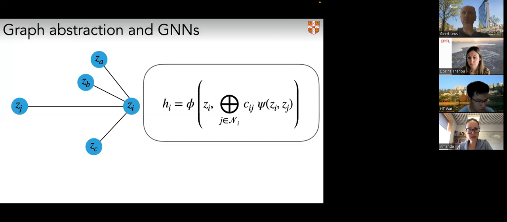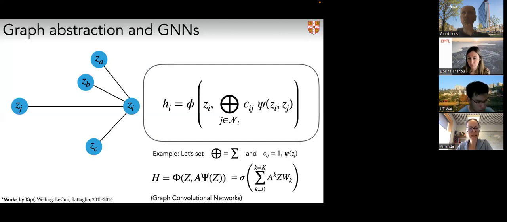But maybe to make this a little bit more concrete, as an example, let's have a look at how we would instantiate this notation or this formalism within the framework of graph convolutional networks, which were one of the first to really be studied in depth and proposed by the community. And so what we're looking at here is an instantiation of the GCN, where we get to this simplification or this reduction of the formalism by assuming that we have a sum aggregation scheme.